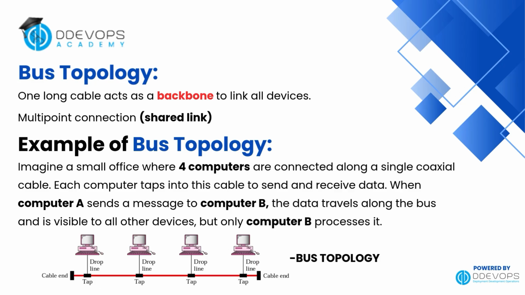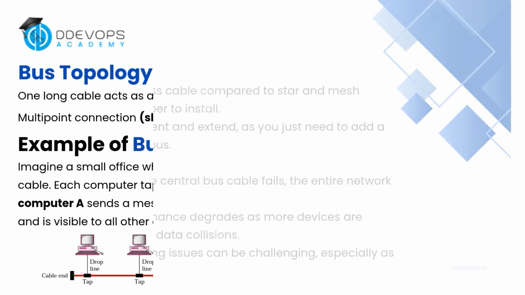Each computer taps into this main cable to send and receive data. When computer A sends a message to computer B, the data travels along the bus. All devices can see it, but only computer B processes it. Now, let's look at the benefits.